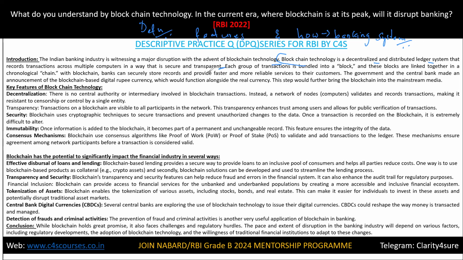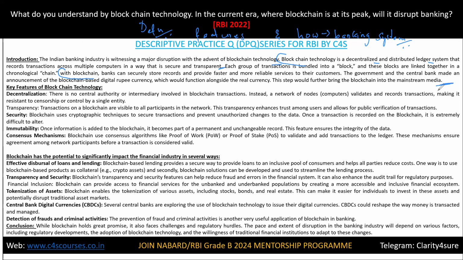You are giving the definition in the introduction part, and then you are providing one more point. Each group of transactions is bundled into a block, and these blocks are linked together in a chronological chain. Next, you are giving one more point on how blockchain technology is disrupting banks. Banks can securely store records and provide faster and more reliable services to their customers. The government and central bank made an announcement of a blockchain-based digital rupee currency, which would function alongside the real currency. This step would further bring blockchain into the mainstream. This has to be the introduction, students.